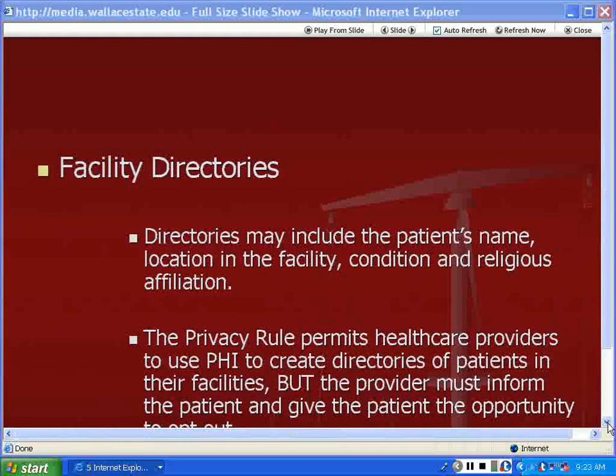Now, the privacy rule of HIPAA says that's okay, that healthcare providers can use that protected health information to create these directories. But they have to inform the patient, and the patient has to have the opportunity to opt out and say, no, I don't want my name on that. I don't want anybody to be able to call in and find out that I'm here or what my condition is, or I don't want the church to be able to find out what my religious affiliation is. It's my business. And so that's what they mean by opting out of the facility directory.